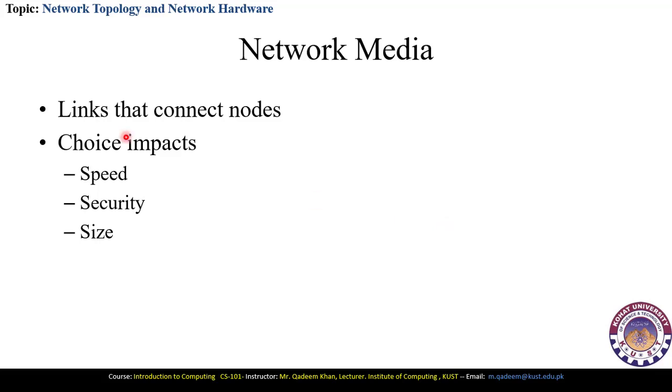Now what is the media? Basically, media represents different lines that connect different nodes, and they may be physical or logical. Also, if we connect the media or install the media, it depends on our choice. Sometimes better media is available, sometimes bad quality media is also available in the market. So the choice impacts number one speed, number two security, and number three size.